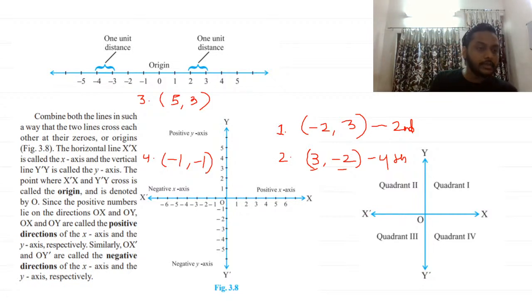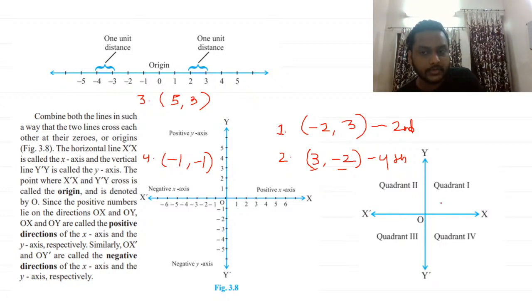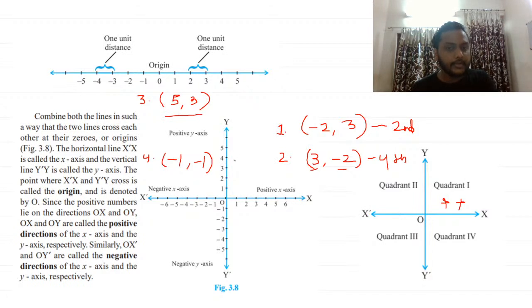Exactly. So when I'm talking about the third point 5, 3, because your x and y both are positive, and x and y both positive is the first quadrant, the point 5, 3 will lie in the first quadrant. Very good. Now let's talk about the fourth point, guys.